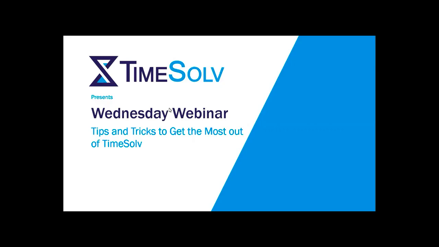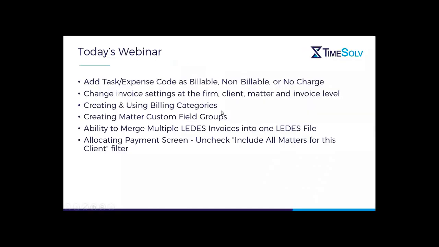So let's take a look at where we're going today. As you can see, we have several topics to cover. Some of these have been in tip of the weeks, some of them haven't. At a high level, these are new things that have been added to TimeSolv just in the last couple of weeks. We've added the ability to designate your task or expense codes as being billable, non-billable, or no charge when the time and expense entries are made. We'll show you where you can do that.